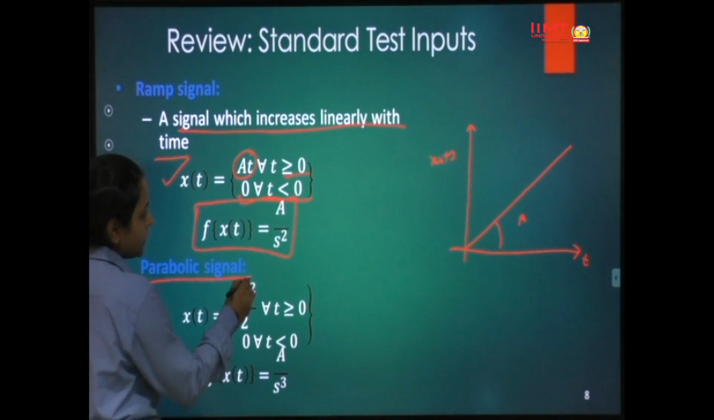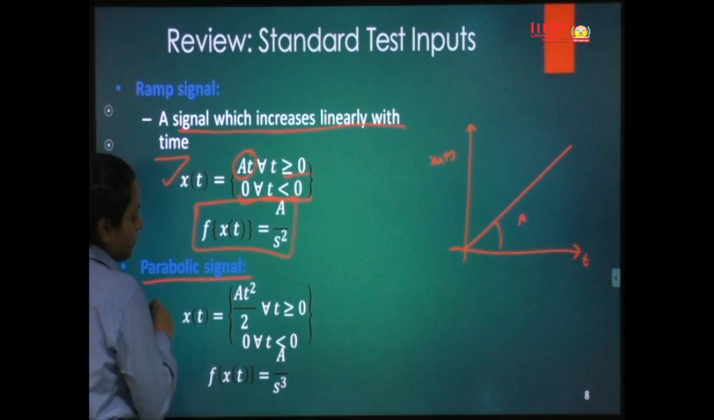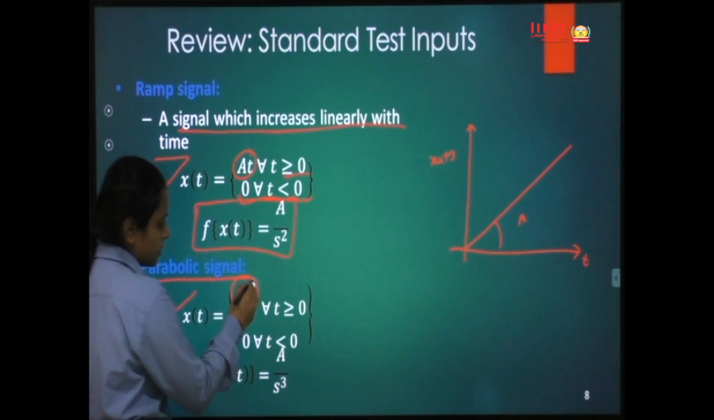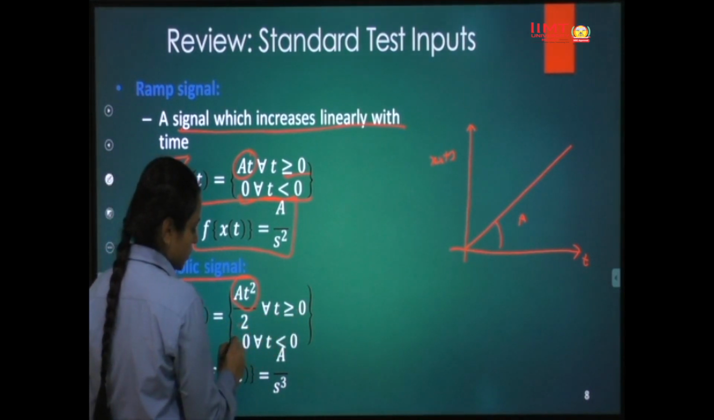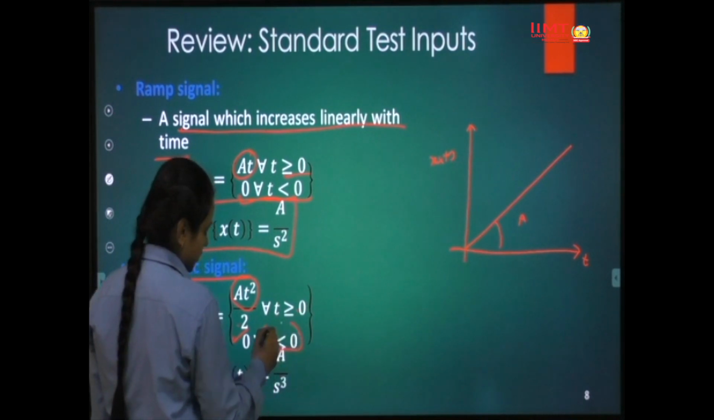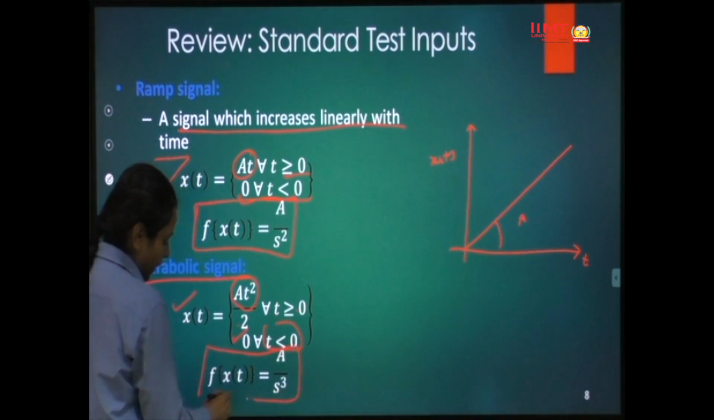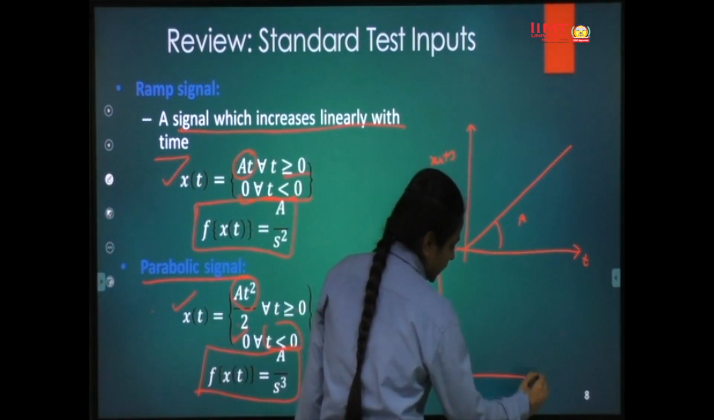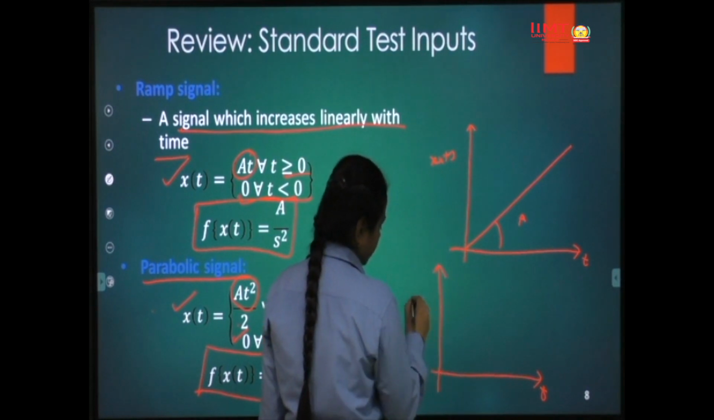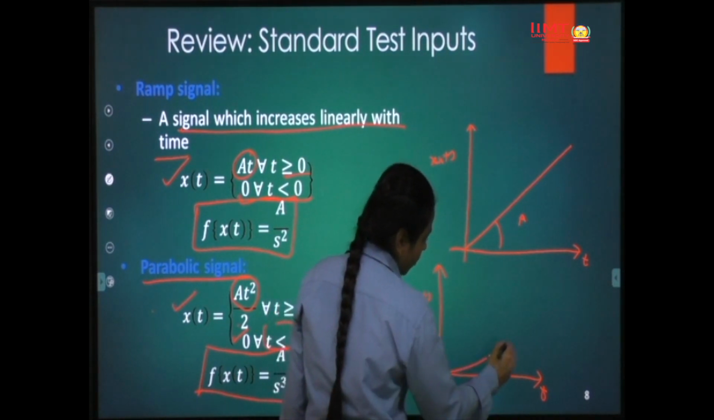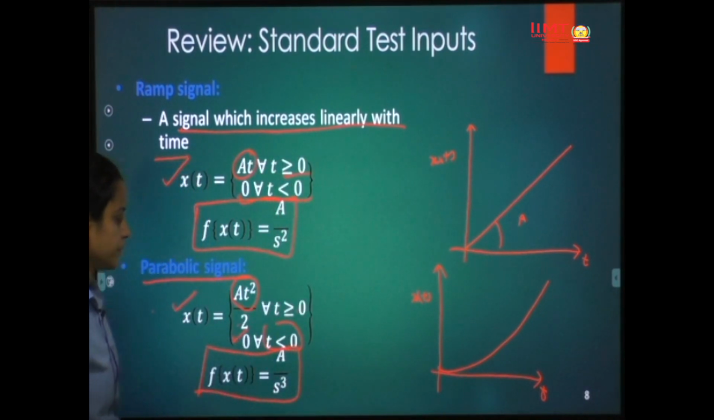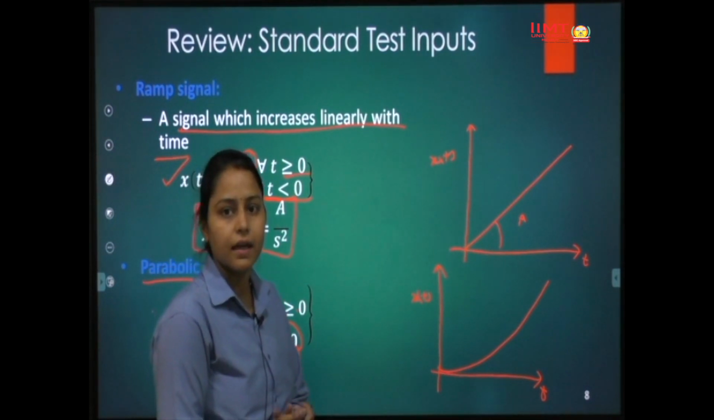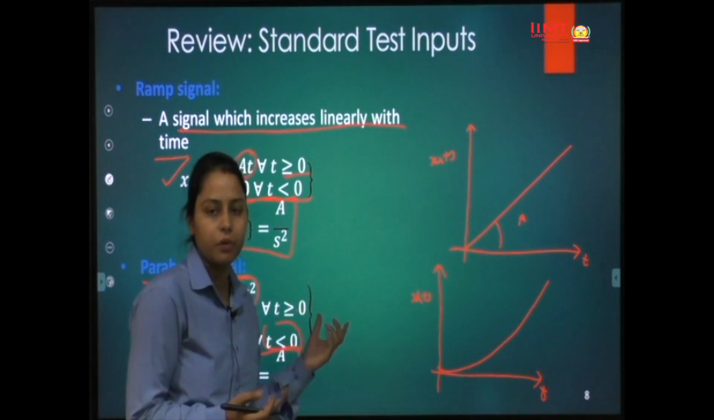Next is the parabolic signal. The parabolic signal increases with time at a rate a t square by 2 for all t greater than or equal to 0 and is equal to 0 for all t less than 0. The Laplace transform of this parabolic signal is a by s cube, and graphically it is a parabolic curve. So these are the 4 standard input signals which can be applied to any system and we can get the response for that particular input signal.